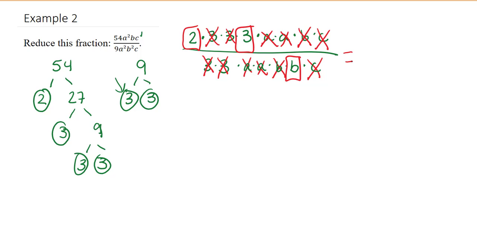So let's go ahead and write this out now. So on the top we have 2 times 3, because we're multiplying all these. Anytime you see this, it means we're multiplying 2 times 3 times 3 times 3. So we got 2 times 3, so that's just 6. And then on the bottom we have b. And then we're done.